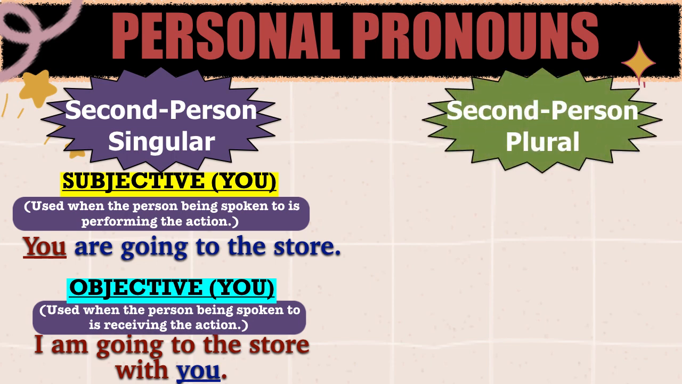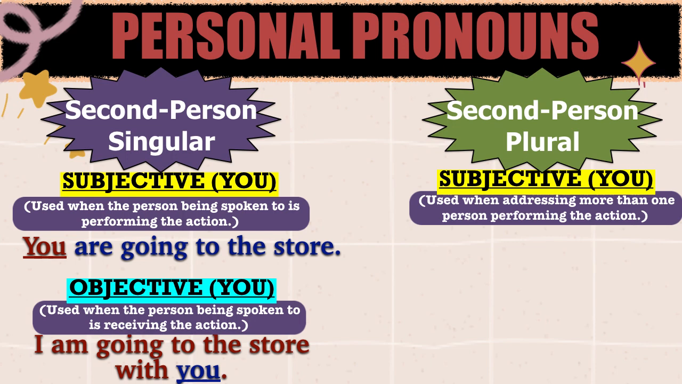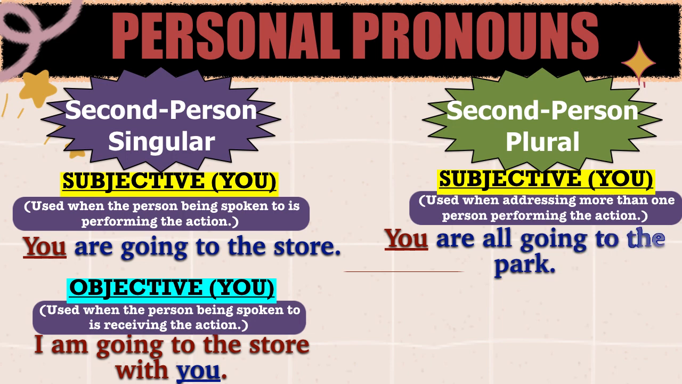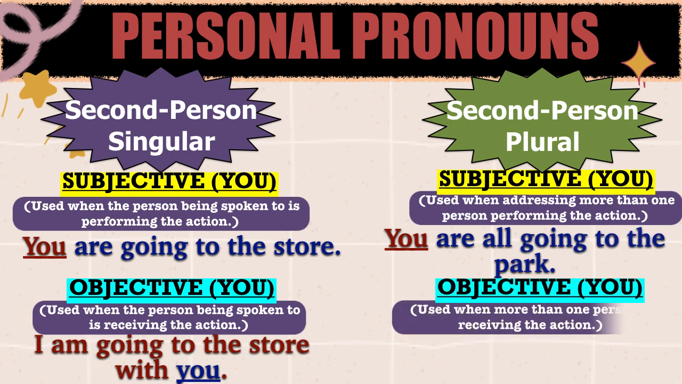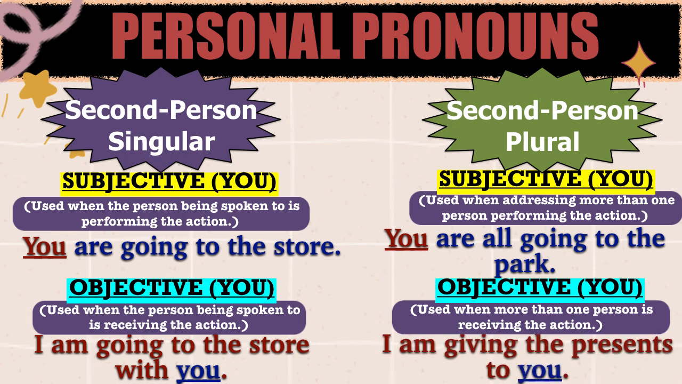Second person plural, subjective: you. Used when addressing more than one person performing the action. Example: you are all going to the park. Objective: you. Used when more than one person is receiving the action. Example: I am giving the presents to you.